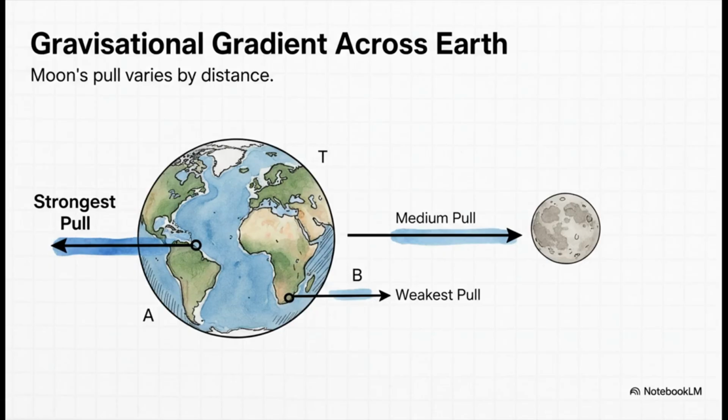As expected from the inverse square law, the moon's gravitational acceleration is strongest at the nearest point A, weaker at the center T, and weakest at the farthest point B. These vectors visually represent that gradient in gravitational pull across our planet.